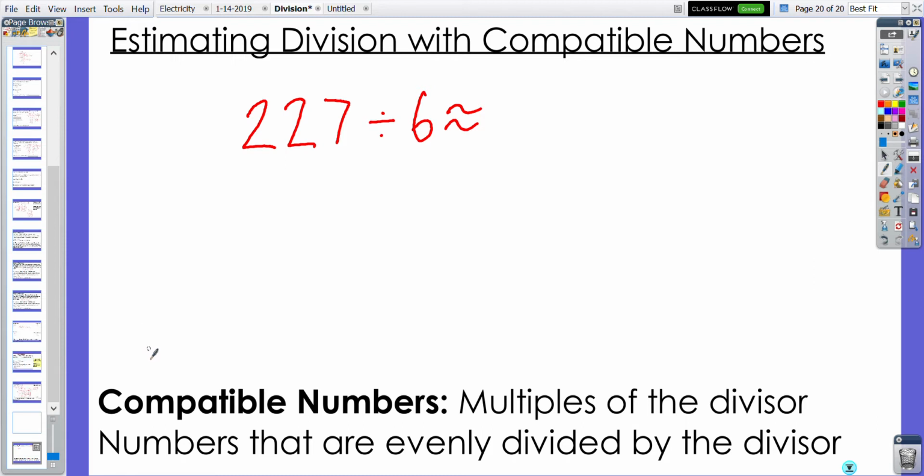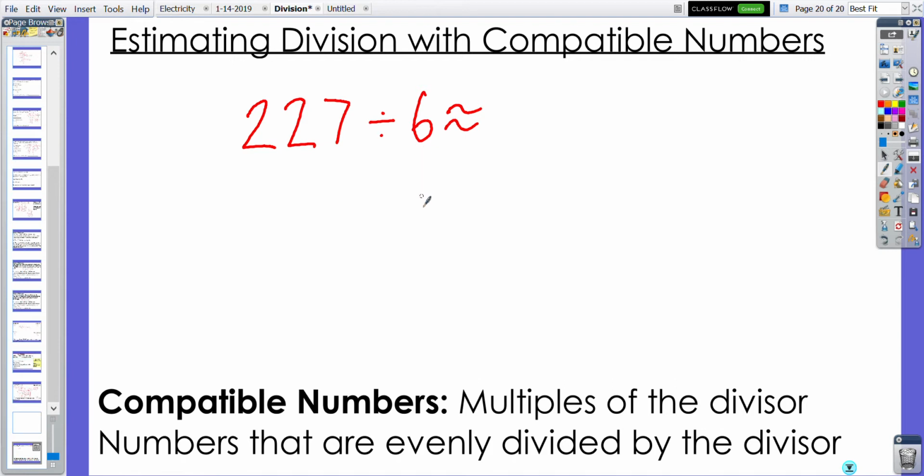There are really two similar ways of looking at compatible numbers. A compatible number is basically just a multiple of the divisor, or multiples of 6. Or another way to think about it is numbers that are evenly divided by the divisor. So again, thinking about this dividend 227, estimating it to some number that is going to be evenly divided by the divisor, which in this case is 6.